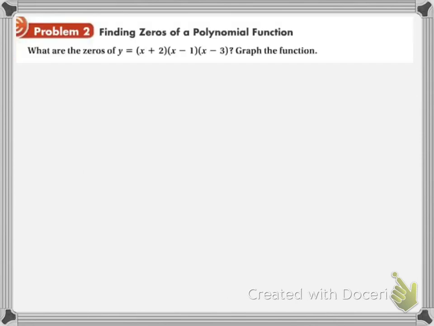If they're asking for the zeros of the polynomial functions, all that's simply saying is that y is 0. So put a 0 there. So what do we do? Well, if things multiply together that equal 0, one of them has to be 0. So just take each one of them.